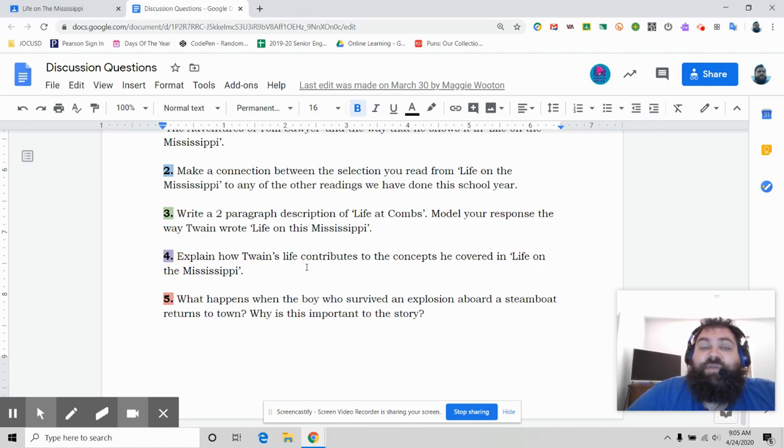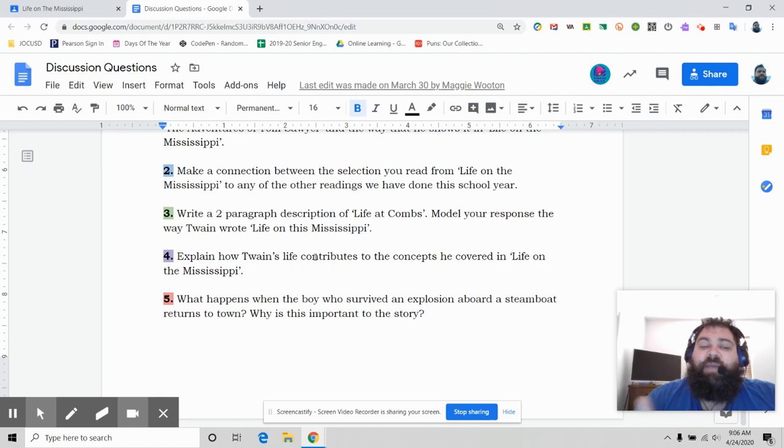Number four, explain how Twain's life contributes to the concepts he covered in Life on the Mississippi. So you can Google about Mark Twain. Okay, there's information in our textbook, but there's information online. Mark Twain is his pen name. And when riverboat captains would go down the Mississippi River, they would call out Mark Twain to find a deep enough point for the riverboat to go through. So he heard that when he was growing up as a young boy. So that is his pen name. But his real name is Samuel Clemens. So you can Google that as well.